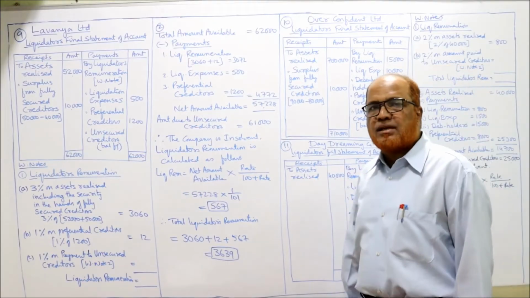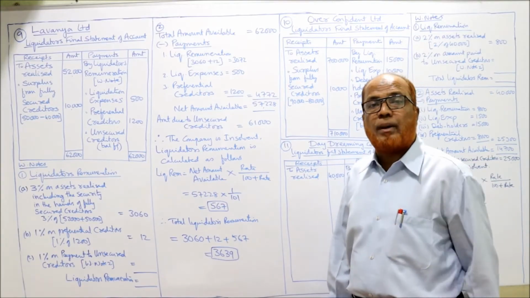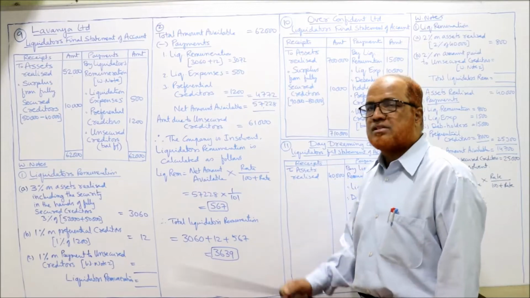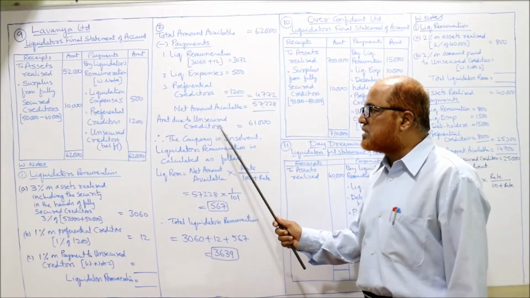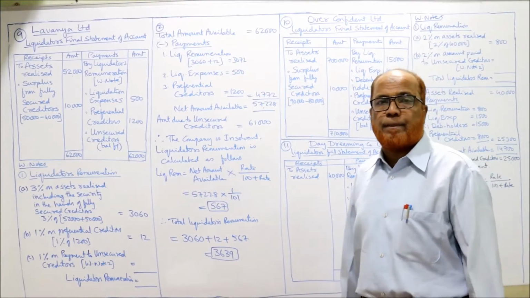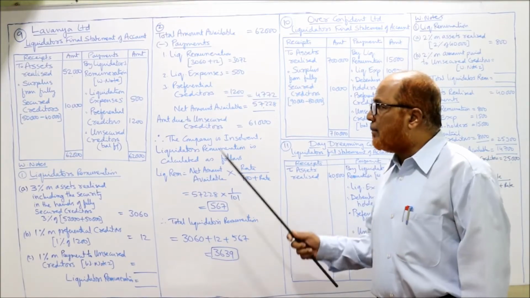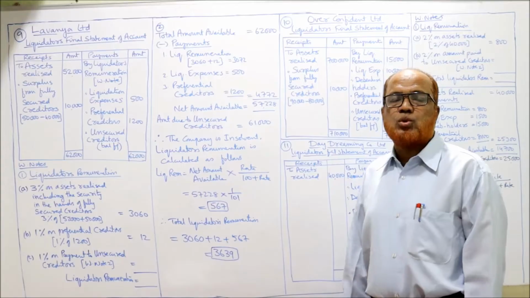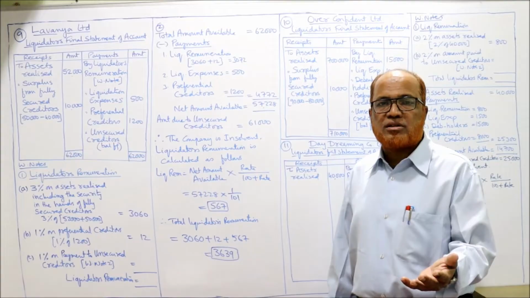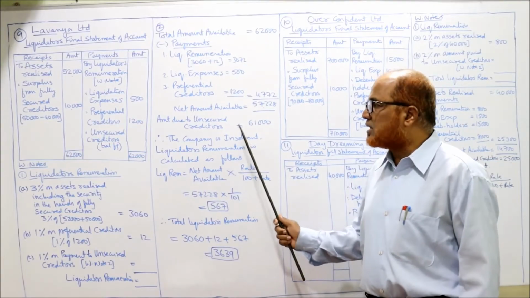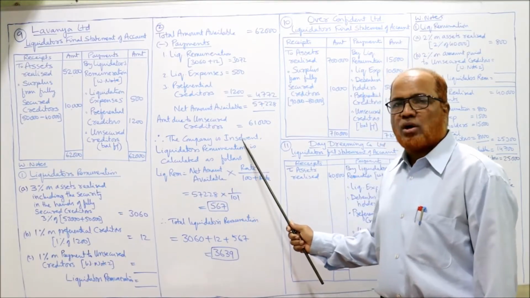Now from this net amount available, the liquidator's remuneration also has to come, and payment to unsecured creditors also has to be made. Both have to be paid from 57,228. How much is the net amount due to unsecured creditors? The amount due to unsecured creditors is 61,000, given in the problem. The amount available is 57,228. The amount is not sufficient. The funds are not sufficient to make full payment to unsecured creditors, so the company is said to be insolvent. Therefore, the company is insolvent.